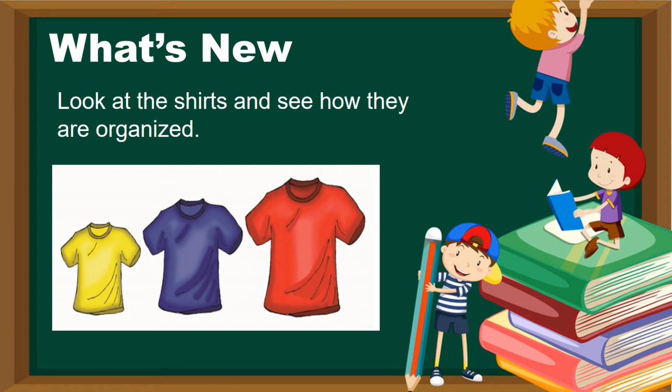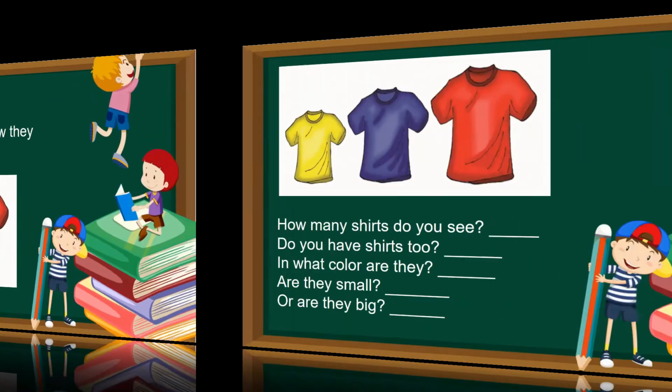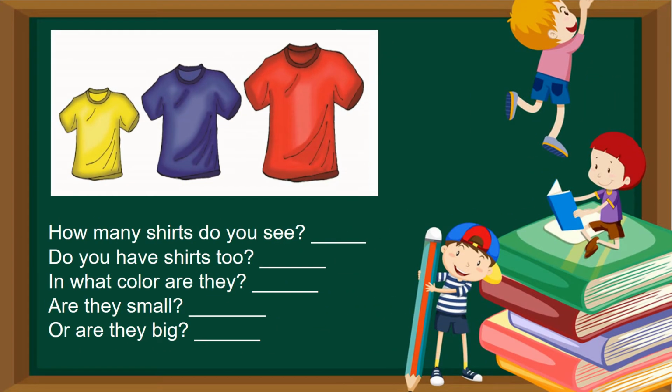Let's move on to what's new. Look at the shirts and see how they are organized. How many shirts do you see? Yes, there are 3 shirts. Do you have shirts too? Yes, you do have shirts. In what color are they? They are in different colors.